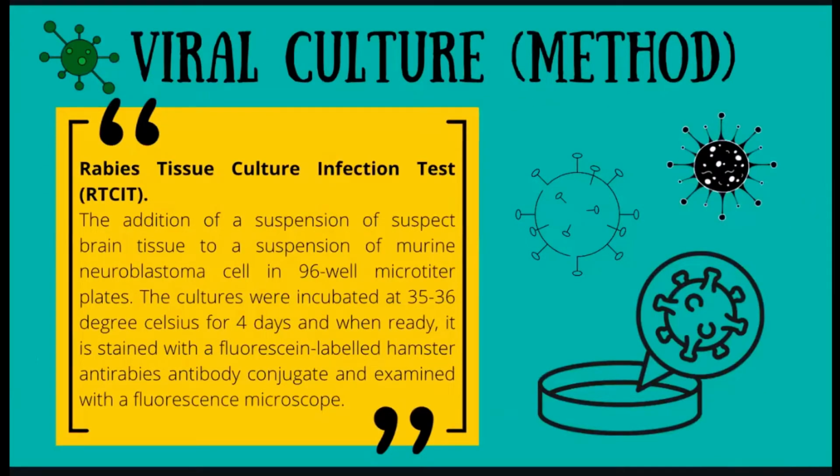There are a few methods to culture this virus. One of the culture methods of rabies is called the rabies tissue culture infection test, or the RTCIT. The process includes the addition of a suspension of suspect brain tissue to a suspension of murine neuroblastoma cells in 96 12-microliter plates. The cultures were incubated at 35 to 36 degrees Celsius for 4 days, and when ready, they are stained with a fluorescein-labeled hamster anti-rabies antibody conjugate and examined with a fluorescence microscope.